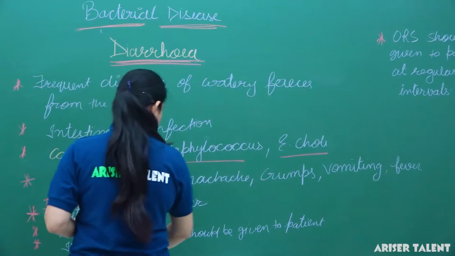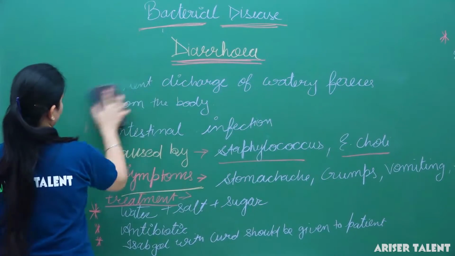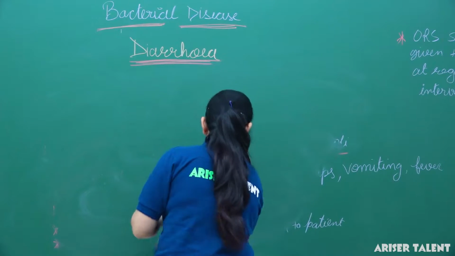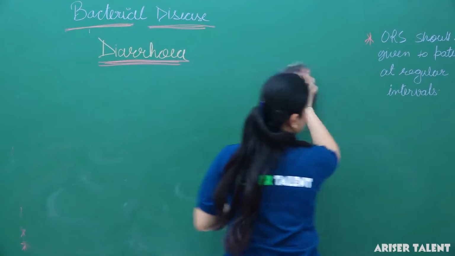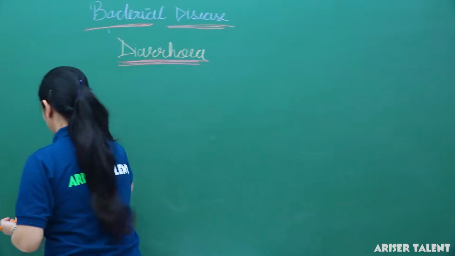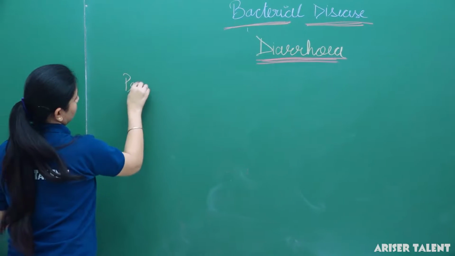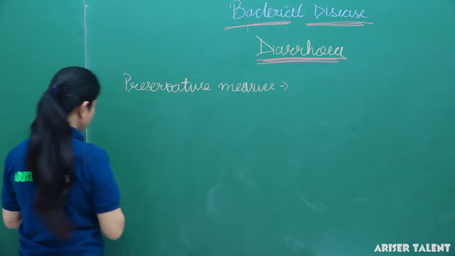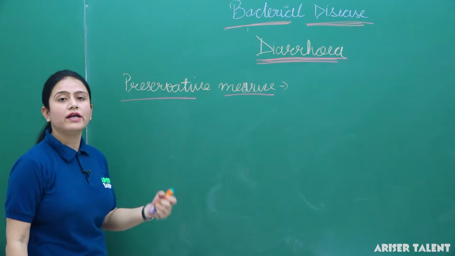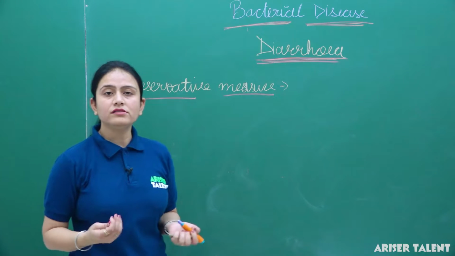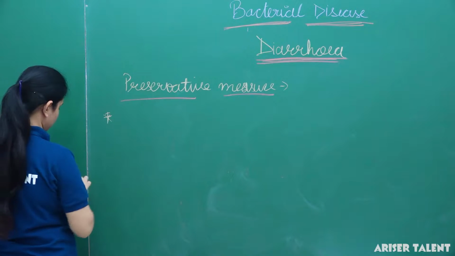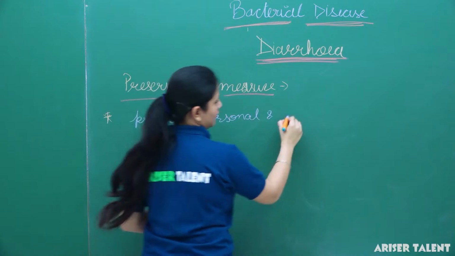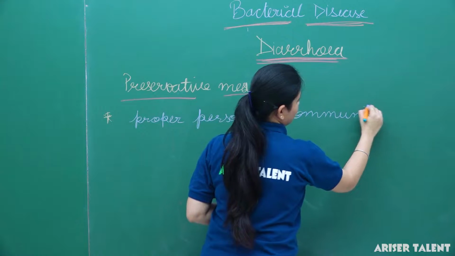Now let's talk about the preventive measures. The important point is personal and community hygiene, meaning we should keep ourselves clean and our surroundings clean. Proper personal and community hygiene.